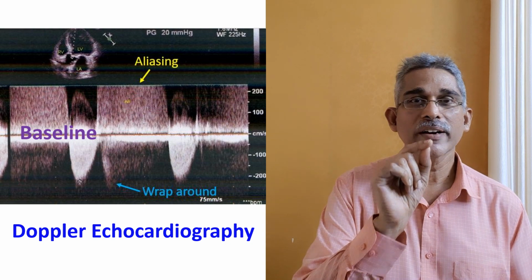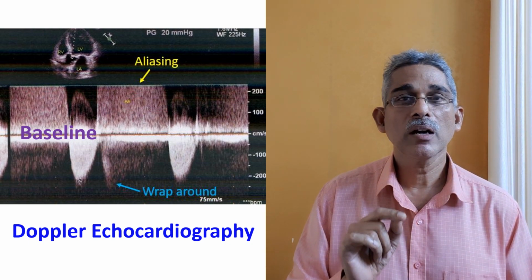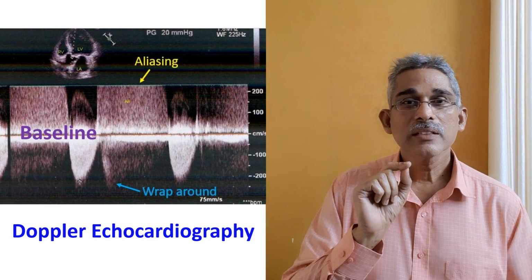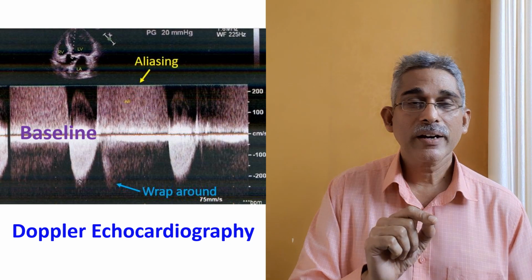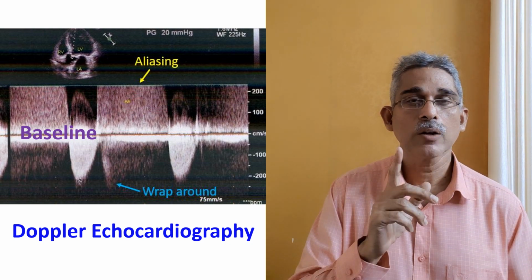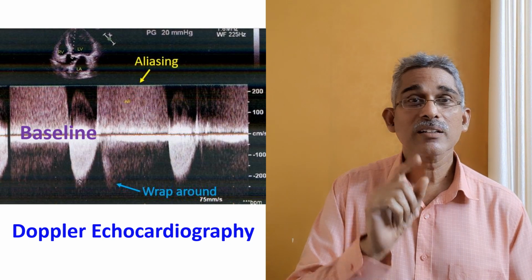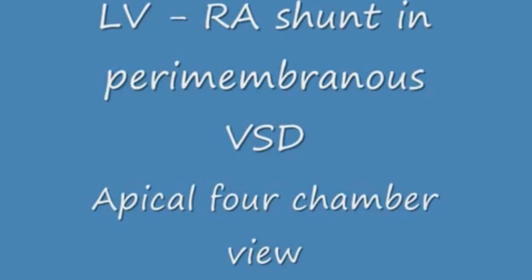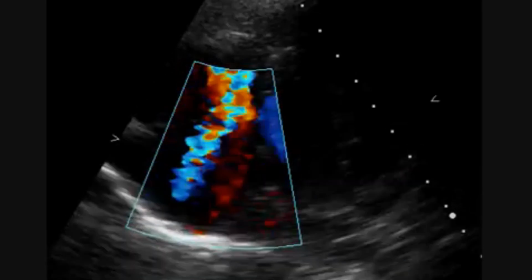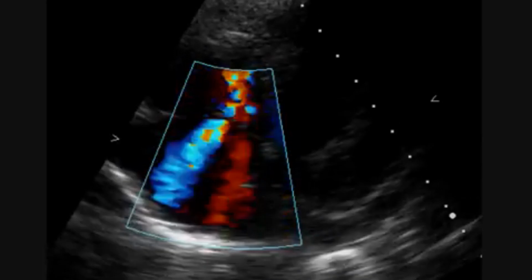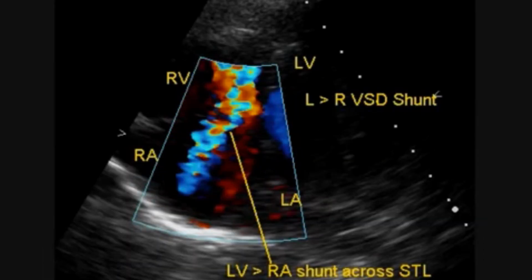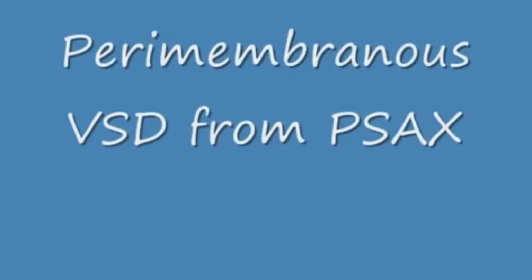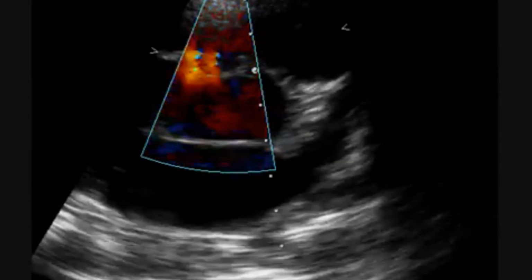Suppose there is a small ventricular septal defect which may not be visible on the two-dimensional echo, but as the opening is very small, the jet from the left ventricle into the right ventricle will have a high velocity. So it's easy to detect a small VSD by Doppler than by two-dimensional echocardiography. This is a left ventricle to right atrial shunt shown on color Doppler. You can see the shunt from the left ventricle across a perimembranous VSD into the right atrium. It's a rare form of perimembranous VSD with LVRA shunt.